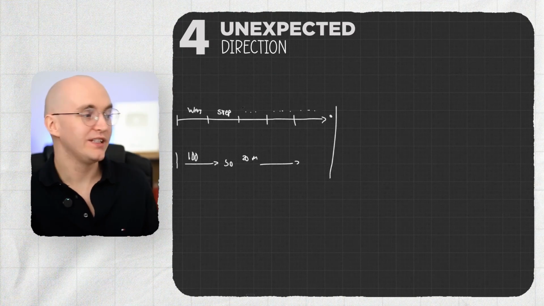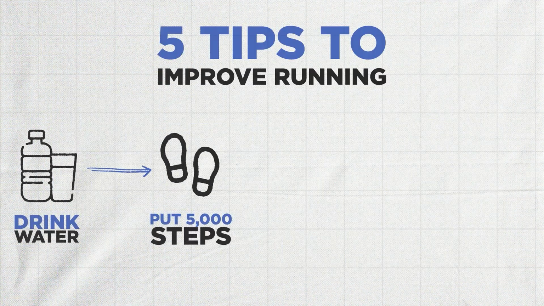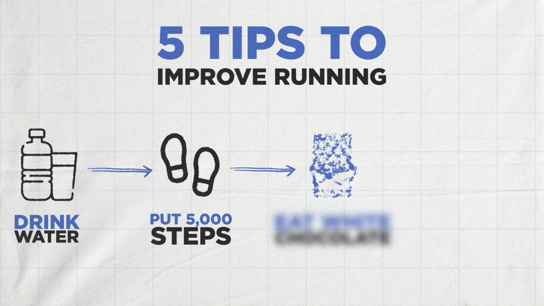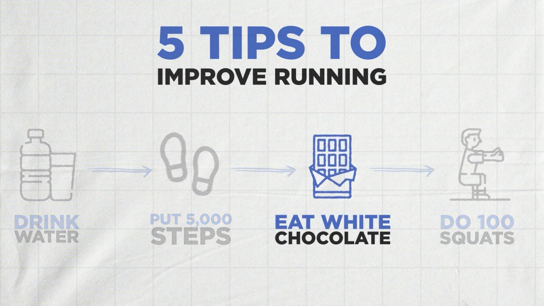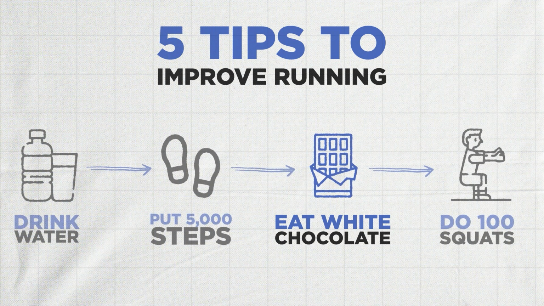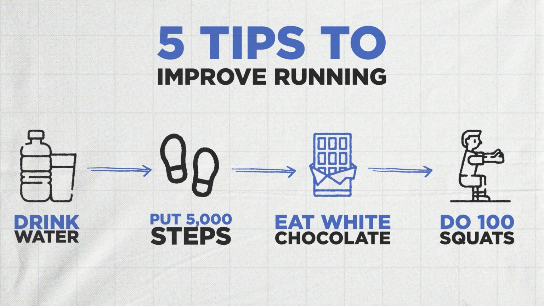So in the educational example here, it's like, okay, we drink water, we put another 5,000 steps. The next one is eat more white chocolate, for example. The idea here is that nobody's going to expect that to be here. So once it happens and it takes an unexpected turn, people are more likely to pay attention because you're taking an interesting turn, a newer turn, a turn they weren't expecting.